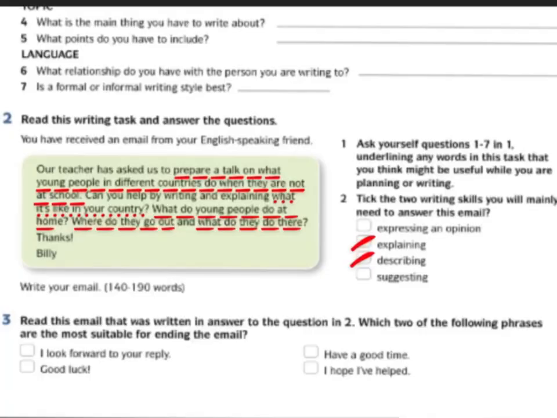Tina. Okay, so there's a line there. What should be the last sentence from Tina? Is it, I look forward to your reply? Is it, have a good time? Is it, good luck? Yes, we can say good luck. Good luck on your project, right? And of course, you can say, I hope I've helped.